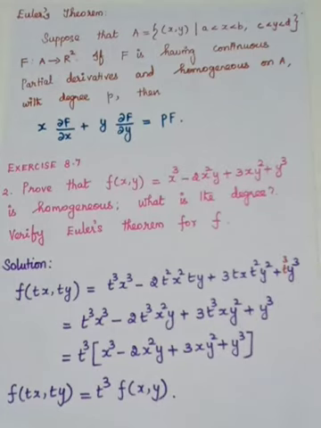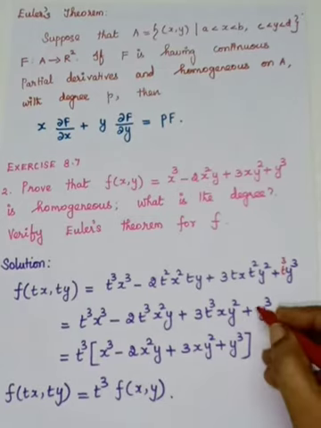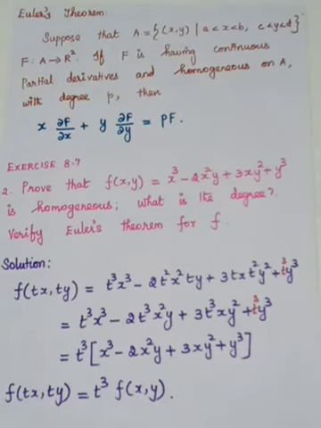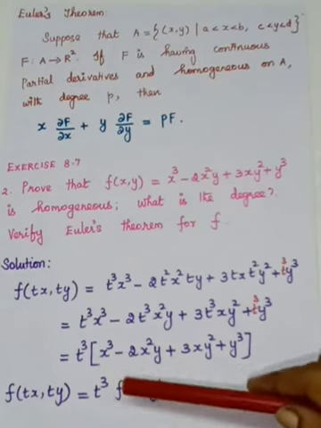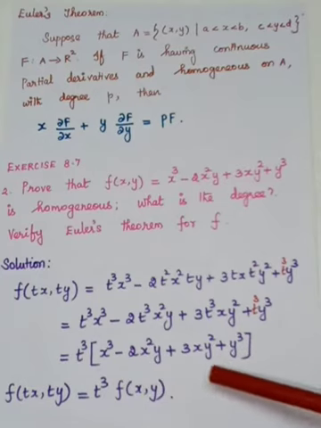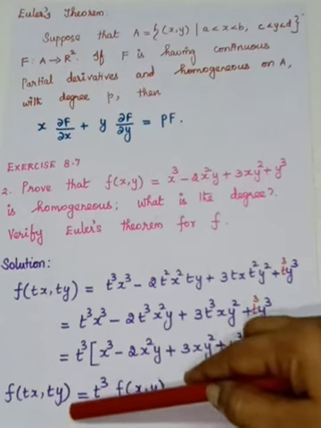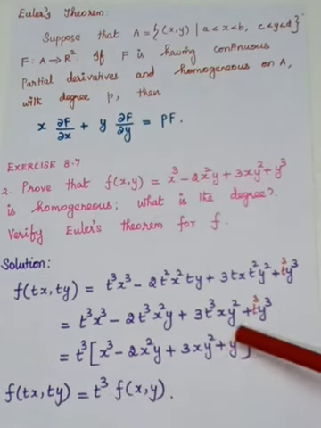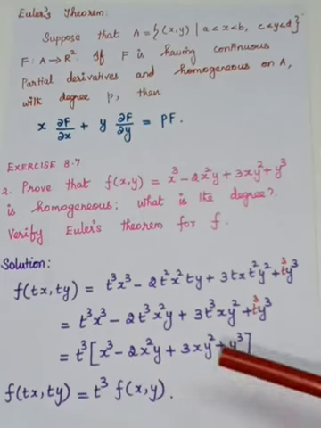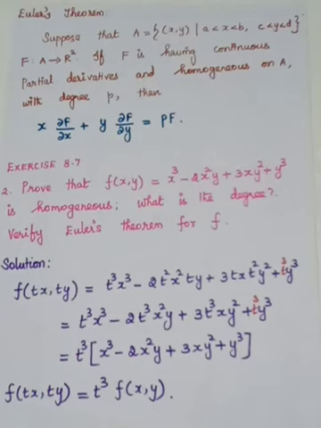See that from all the terms, what is common? Here it is t cube. So from all the terms, t cube is common. If you take it out, what is remaining? x cube minus 2x squared y plus 3xy squared plus y cube. So f of tx comma ty is equal to t cube. What is this? This is the original function, that is f of x comma y. So if it is so, we can very well say f is a homogeneous function of degree 3.